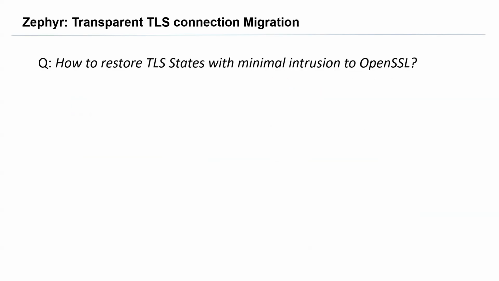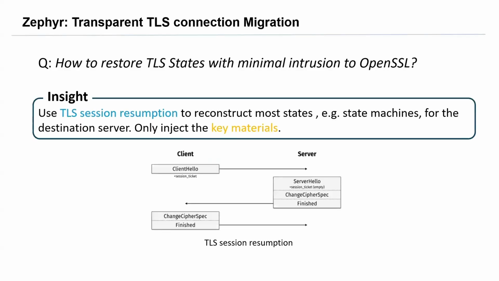Now, let's go to the next question. How can we restore the TLS states with minimal intrusion to OpenSSL while preserving the transparency of TLS, the transparency to the client? Our insight here is to use the TLS session resumption to reconstruct most states. For example, the state machines for the destination server, and we only inject the key materials we serialize from the old machine.